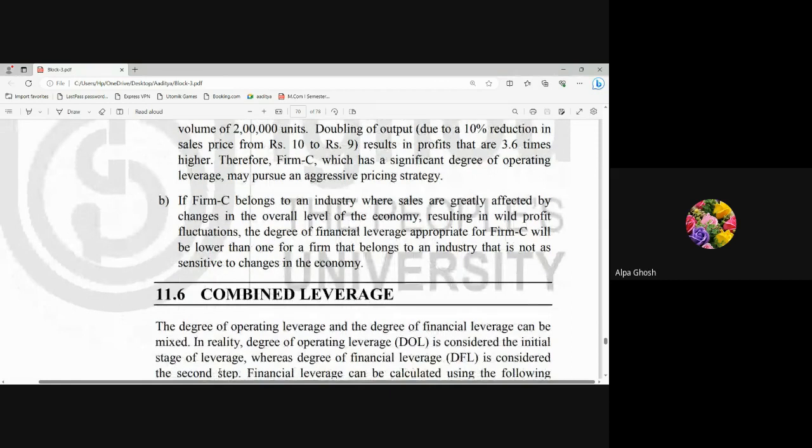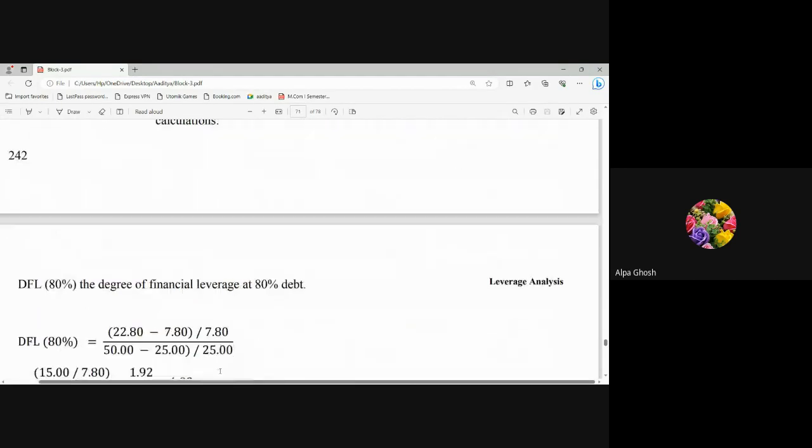Coming to the next one, it is combined leverage. Combined leverage is the combination of operating leverage and financial leverage. In every business, we have earnings, operating activities also, and financial activities also. So when we have a combination of operating and financial both, the leverage calculation is calculated. That is operating leverage OL plus financial leverage FL. It is your combined leverage.